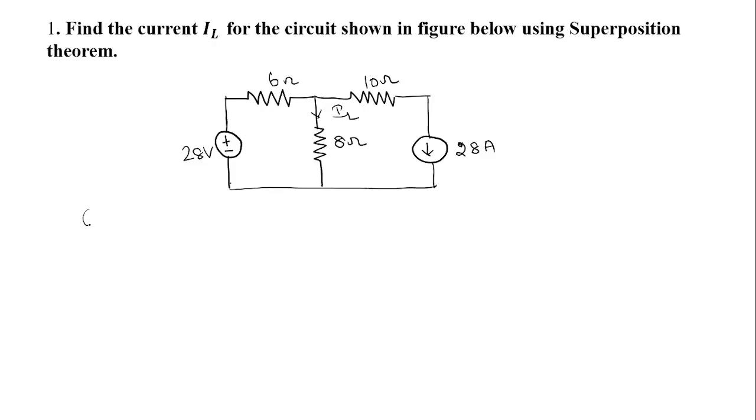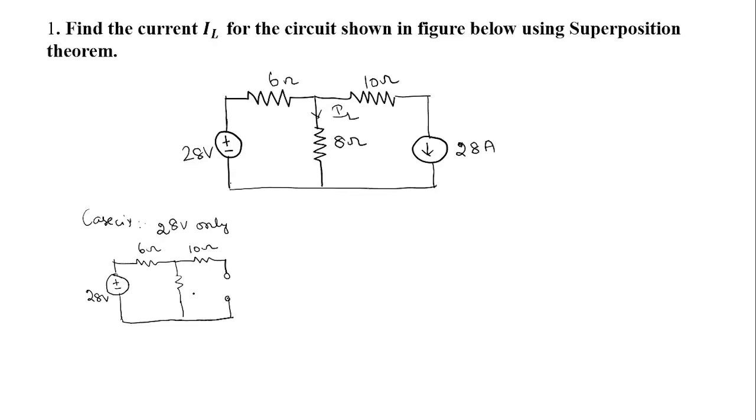So first, in case 1, we will consider only the voltage source, the 28 volt source only. Now the current source should be made 0. For making the current 0, we have to make the circuit open. So we are going to open this so that the current will be made 0. The remaining things will be the same. So this is 28 volts, 6 ohms, 10 ohms and this is 8 ohms.